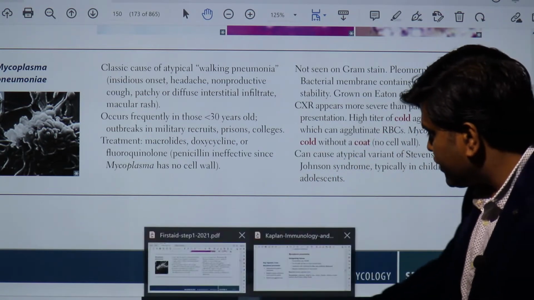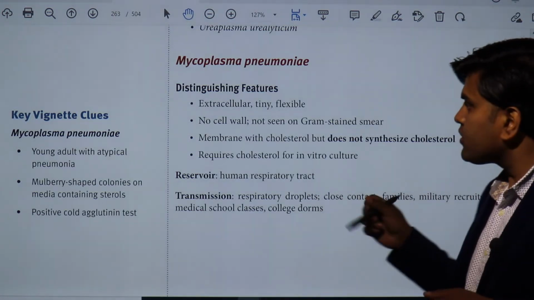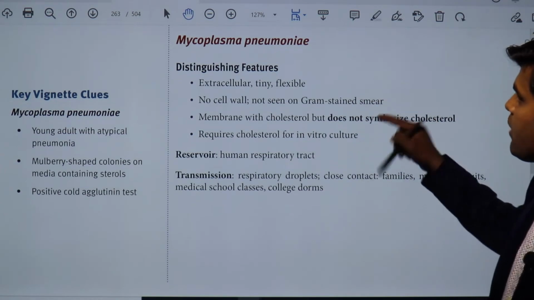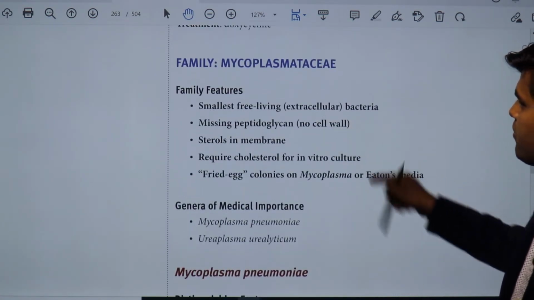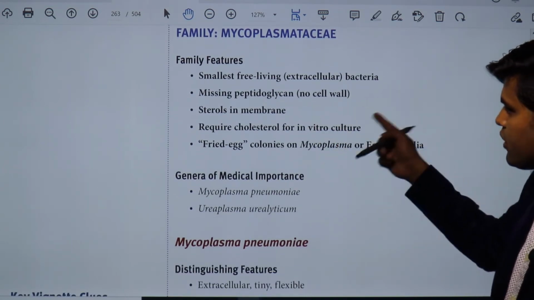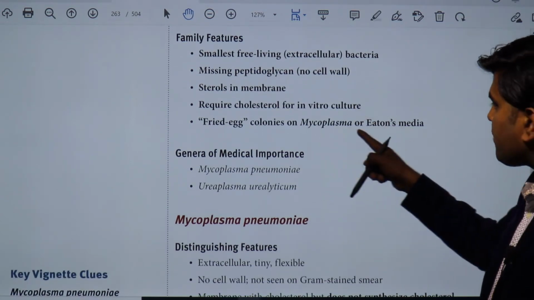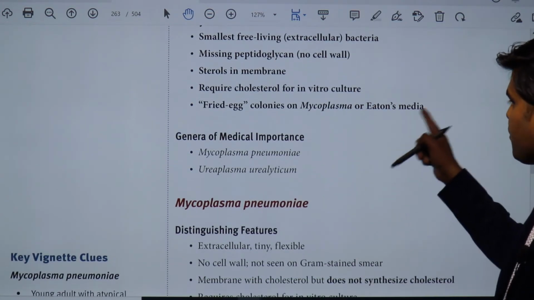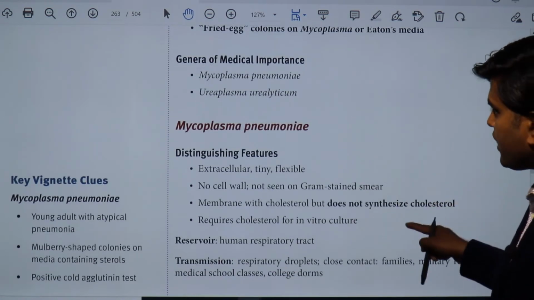Let me take you to this picture from the Kaplan book, where we'll talk about Mycoplasma pneumoniae. Mycoplasma is the smallest free-living bacteria, an extracellular bacteria, missing peptidoglycan, no cell wall, with sterol in the membrane. It requires cholesterol for growth in culture, with fried egg colonies on Eaton agar. Medical importance: Mycoplasma pneumoniae and Ureaplasma urealyticum.